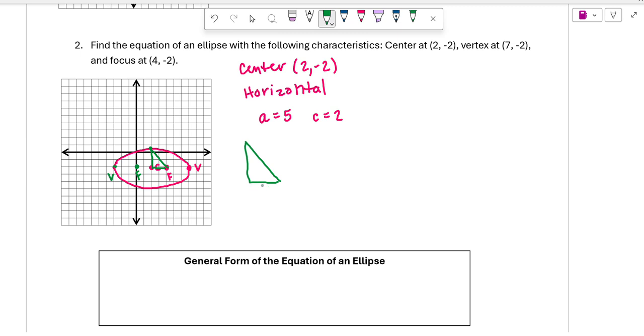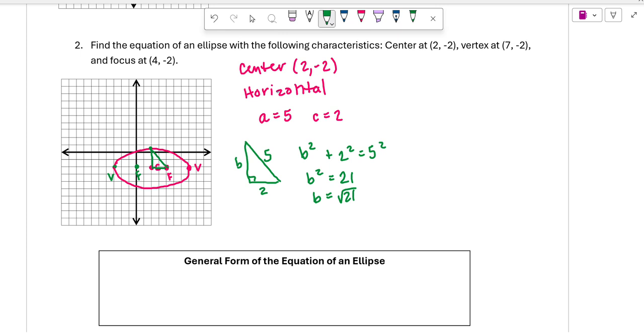So again, the distance to the focus is 2. The major axis, A, is 5, and our unknown again is B. So B squared plus 2 squared is equal to 5 squared. So B squared is equal to 25 minus 4, or 21. And then if you want to know B, you take the square root of 21, and that's that value.